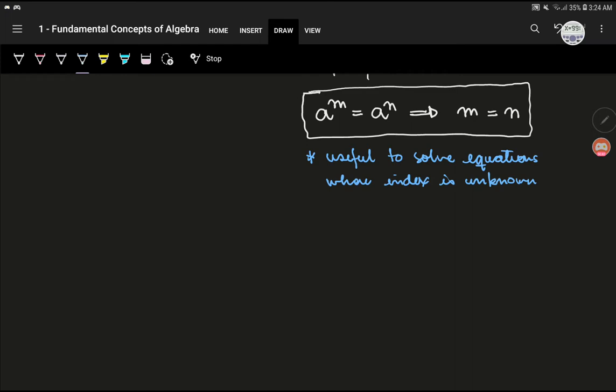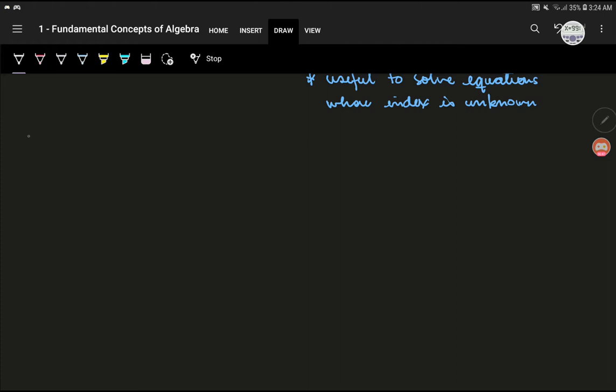Example: solve. The first question is 2 to the power of 3x equals 4 to the power of x plus 1. How do we solve this question? Here is the part where we need to utilize all the information we know about indices, including the basic 6 laws of indices. These two indices being connected with an equal sign means this index is equal to this index. But now we can see that the bases are not the same.